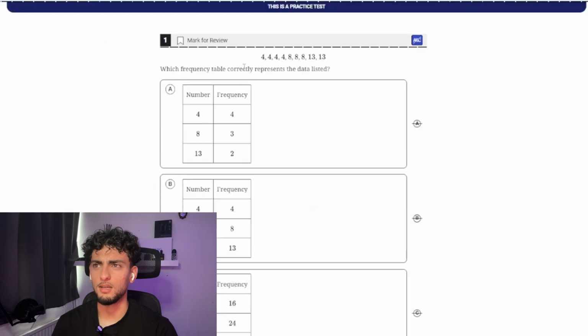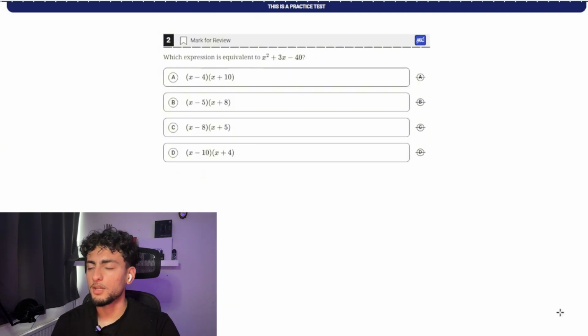Why am I getting, what is this maths? Frequency tables. There's 4 4s, 3 8s, and yeah, that makes sense. Which are the equivalent? Okay, so we have quadratics. I might need some paper. X4, 10, so it has to be 40 at the end. That gives me 40, that gives me 40, that gives me 40. So we want these to add up to 3. So that one adds up to 3, that one adds up to minus 3.